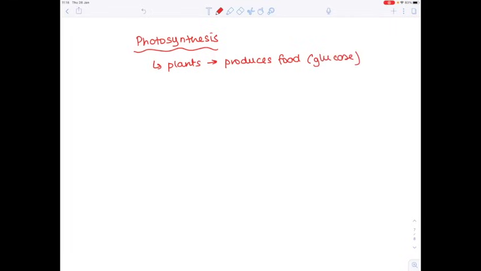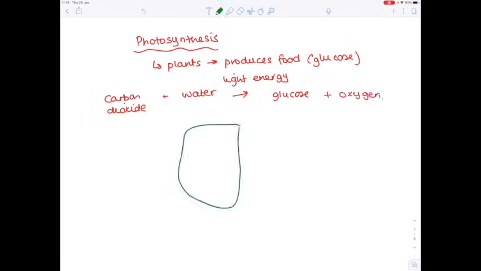Strangely, we do need to mention photosynthesis at this point, which if you're studying biology you'll be very familiar with. Remember, that's a reaction carried out by plants, and it's used to produce their food, glucose. In terms of the equation for this reaction, you need carbon dioxide, water, light energy, and that's going to produce the plant's food, glucose, and then oxygen as a byproduct. Remember that this takes place in plant cells.